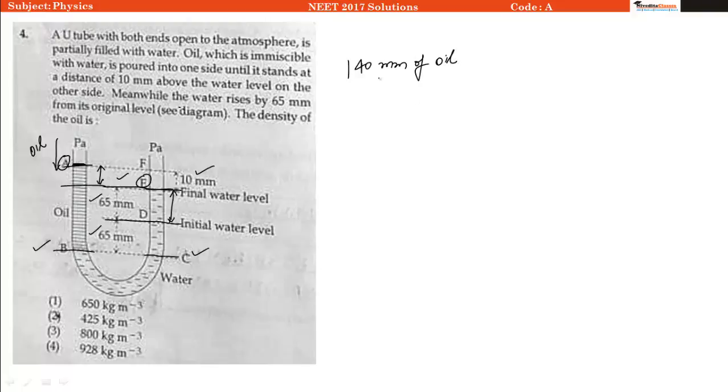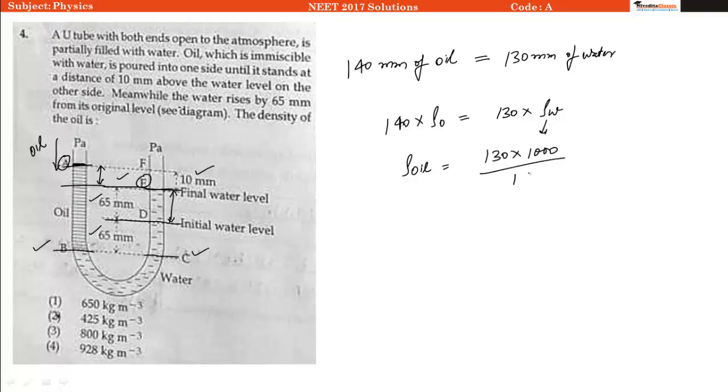The pressure due to 140 mm of oil is equal to that due to 65 plus 65, that is 130 mm of water. Or we can say 140 multiplied by the density of oil is equal to 130 into the density of water. Now to find the density of oil, we can say this is 130 multiplied by the density of water, that is 1000, divided by 140.